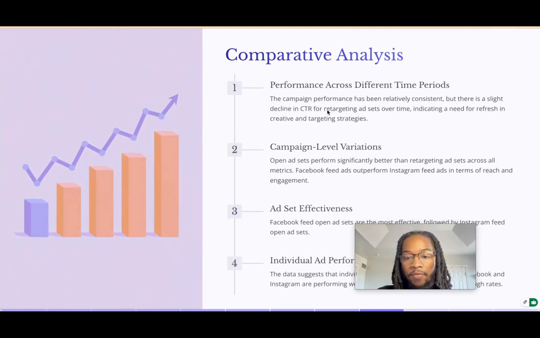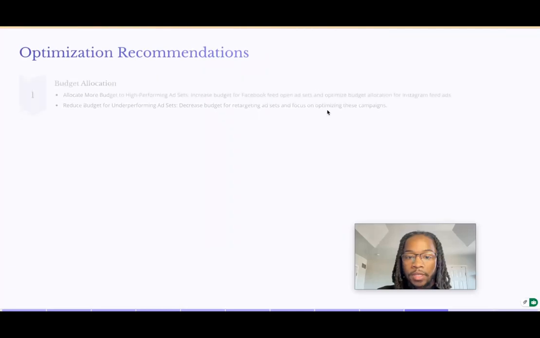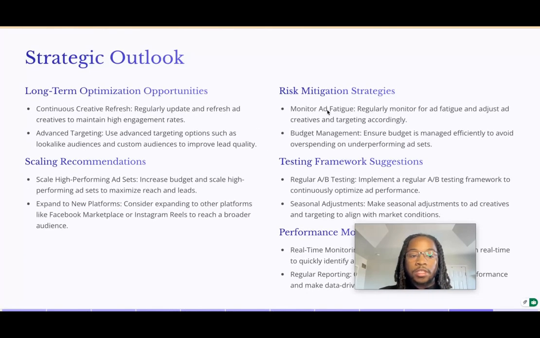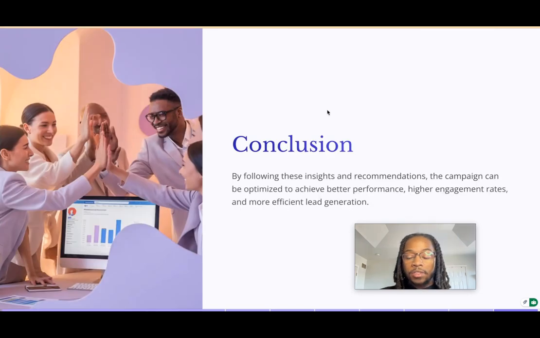And then we have more information as far as all data given. Let me speed through this. And then at the end of this, we have optimization recommendations. We have budget allocation based on the performance data that it received, audience targeting that we can refine or change, creative optimizations based on the creative data fed into Perplexity, bidding strategies, campaign structure, and testing opportunities, or optimization recommendations with another strategic outlook on the next slide. From there, it just concludes the slide.